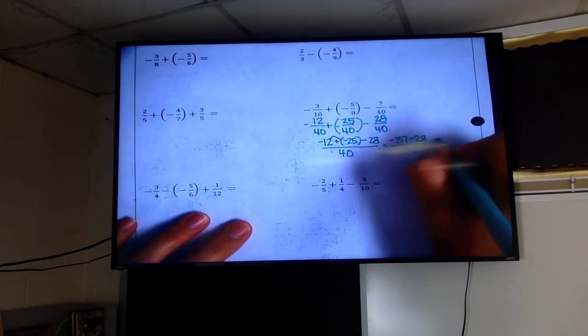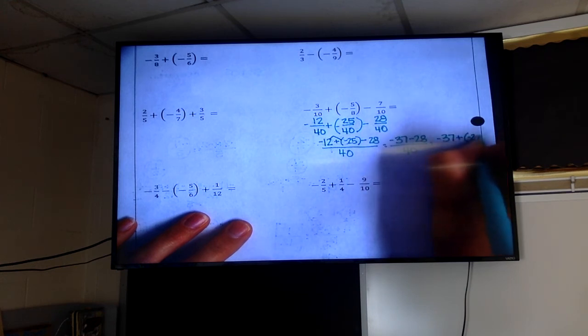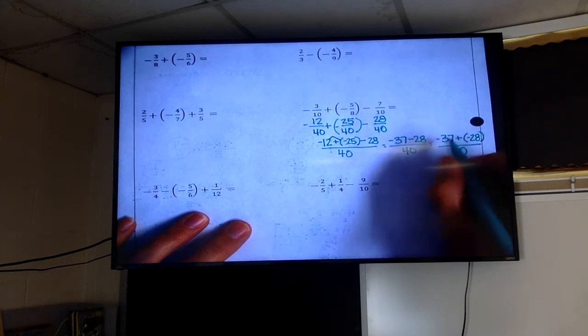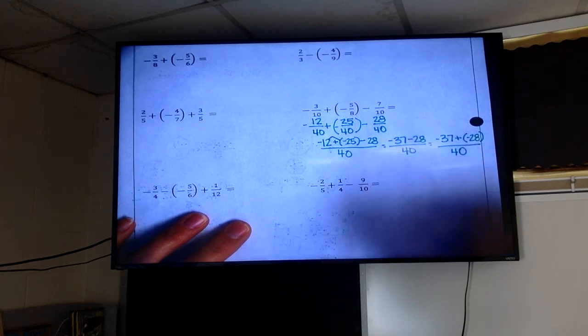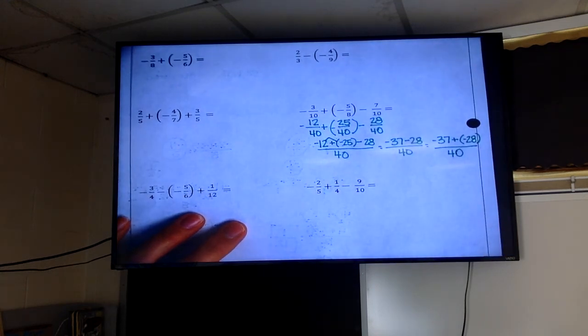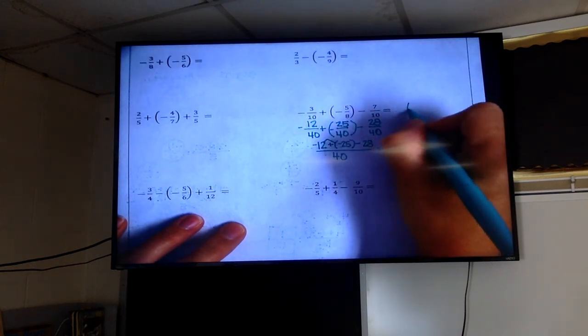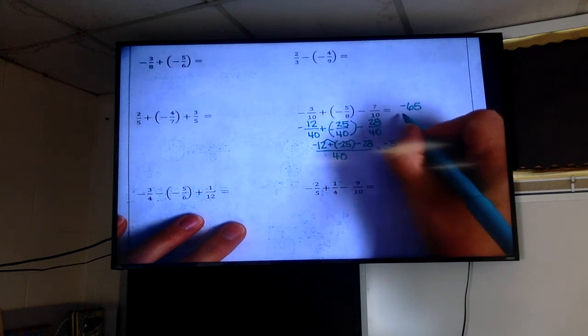Now I see subtraction, so I know I need to leave, change, opposite, all over 40. And I look, my signs are the same. Same means I'm going to add those numbers together. So 37 plus 28 is going to give me 65. And it's negative, because my signs are both negative, so my answer is negative. So negative 65 over 40.